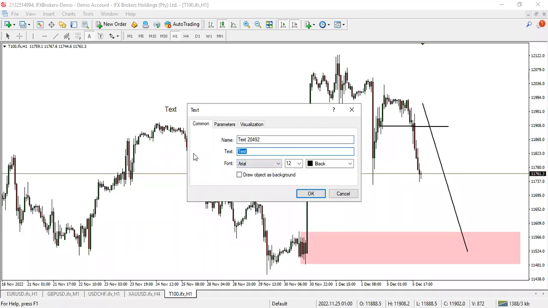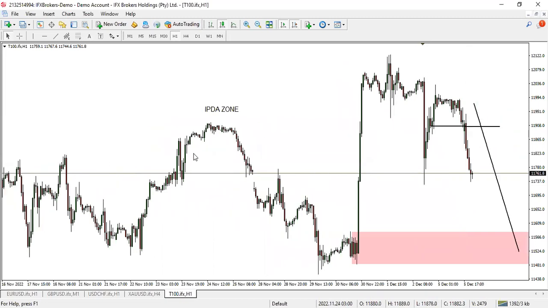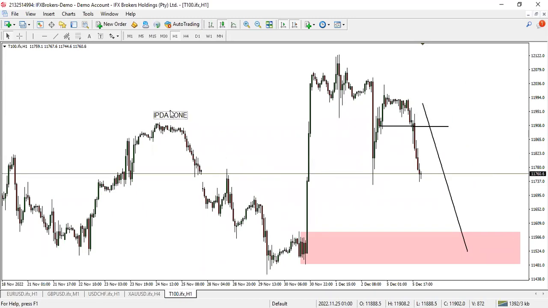I like this IPDA. So what do I mean about IPDA zone, guys? IPDA zone, it's a zone where the market has to come and refill the imbalance gap.